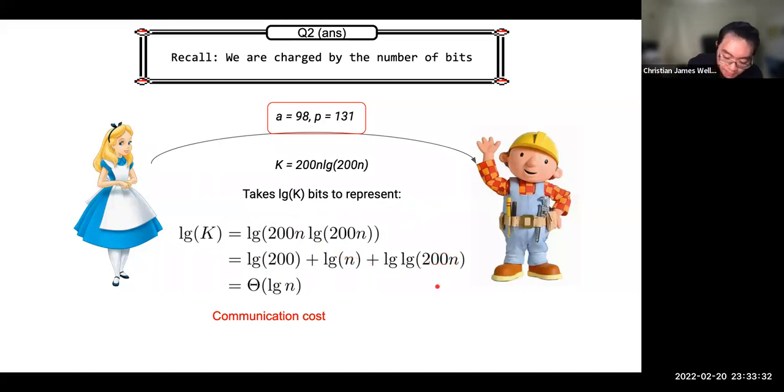And the most dominant term here is the log n over here. Okay, and this is the communication cost. Okay, so let's go on.